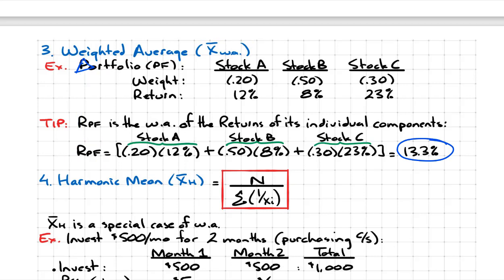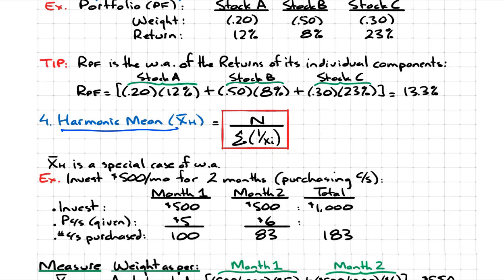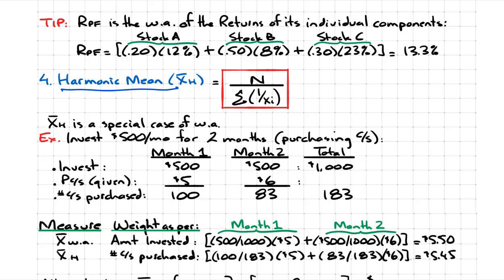Now the other measure of central tendency is called harmonic mean. First I'm going to show you the framework. So there it is. But I don't like memorizing formulas. So now I'm going to show you a ground up approach in order to get the same answer as if you had used that formula. Now here's the trick. Harmonic mean is a special case of weighted average.